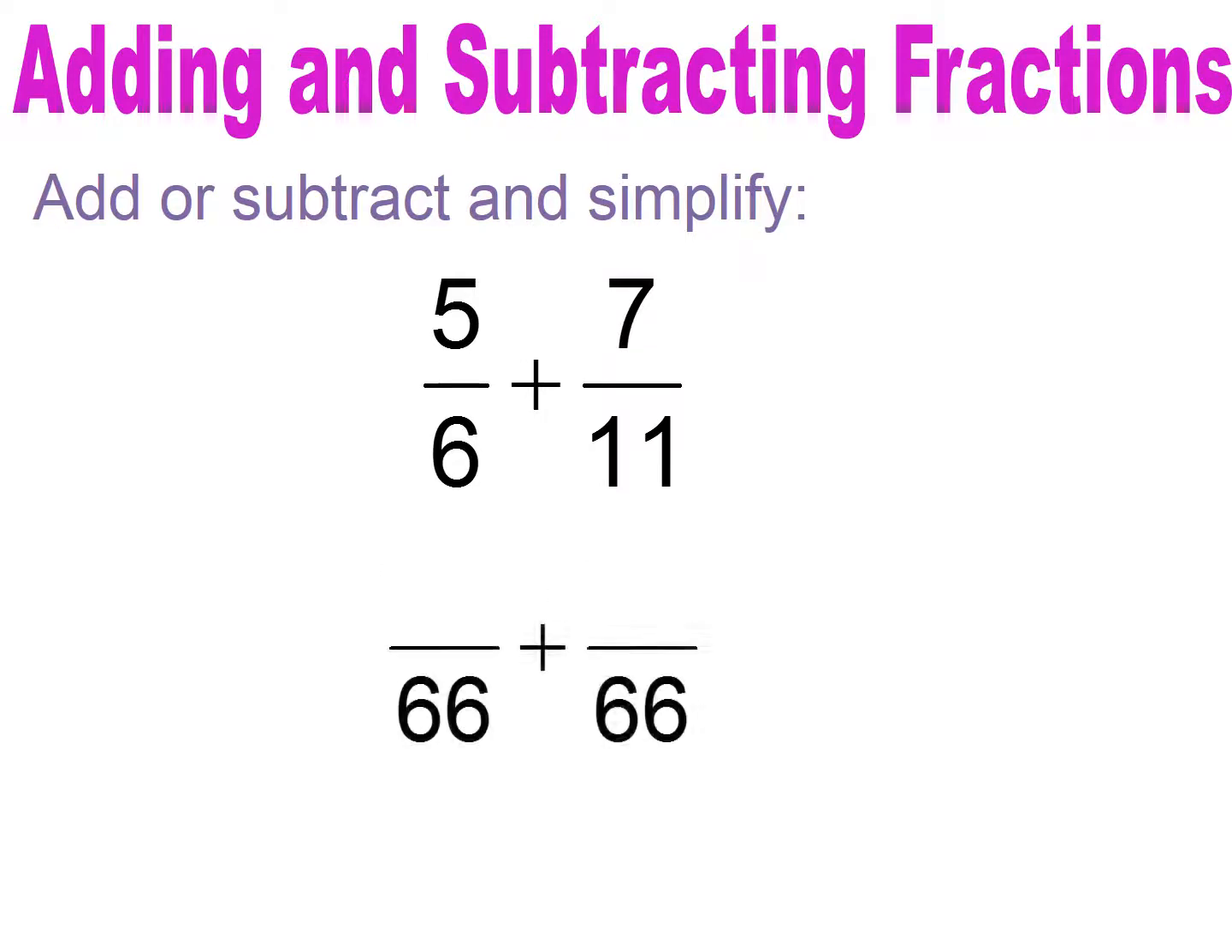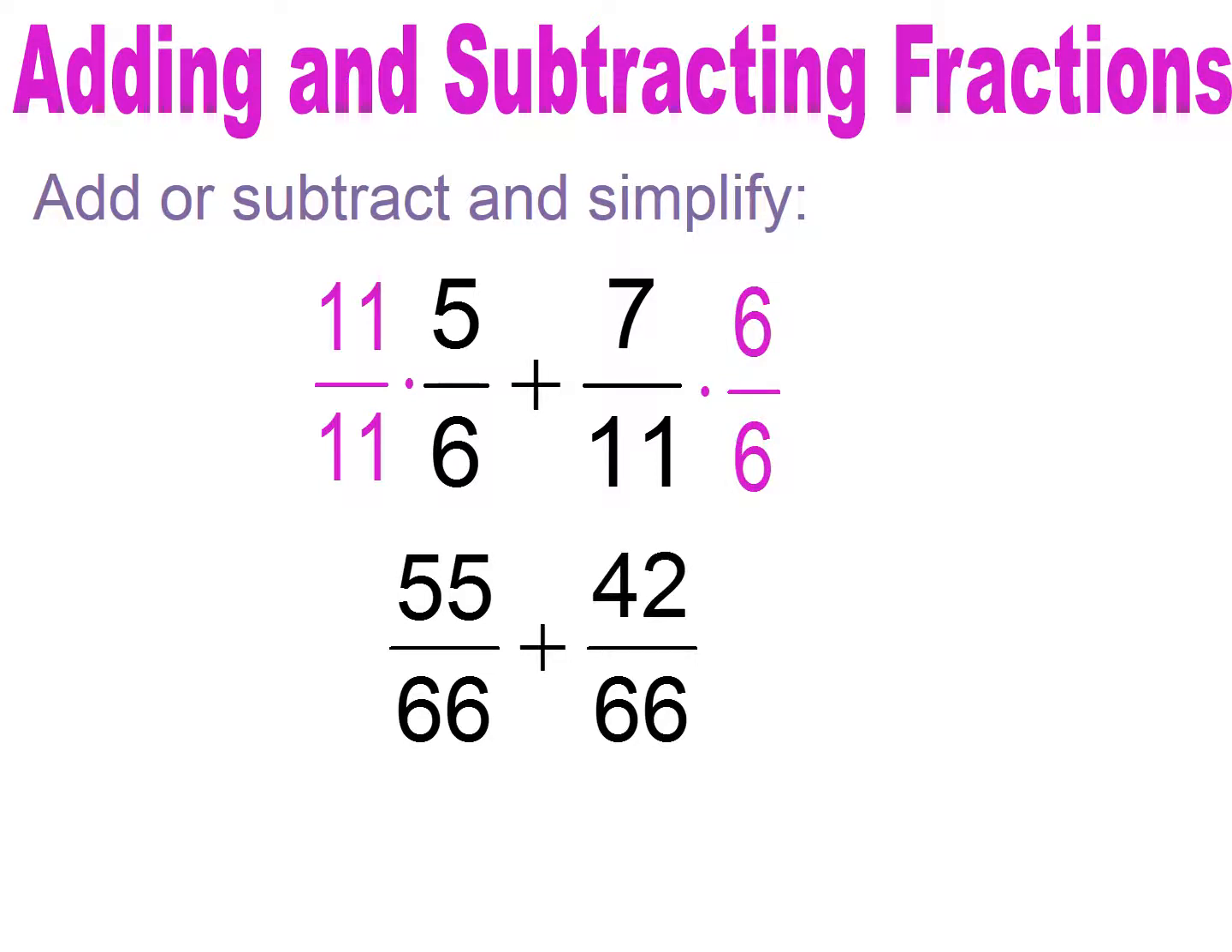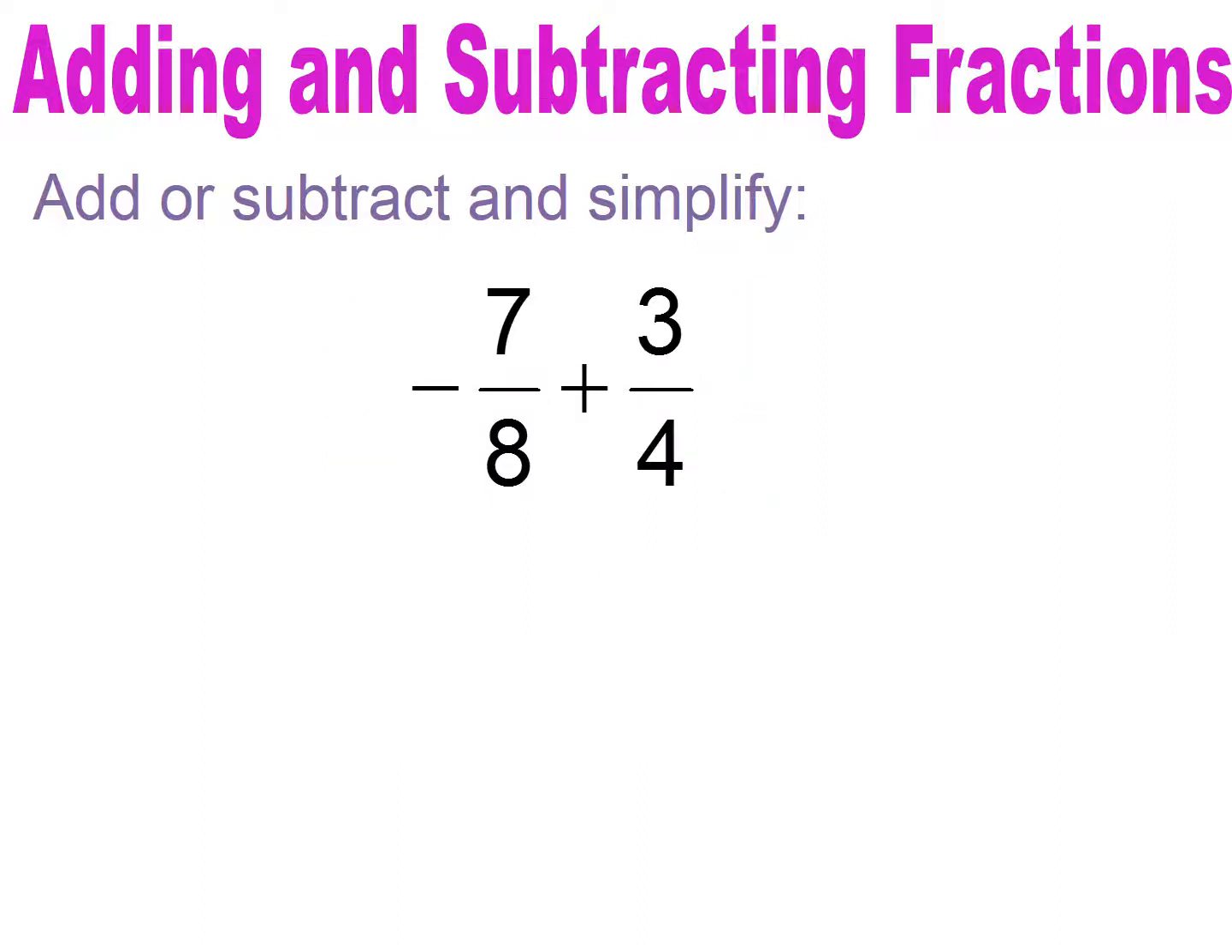So here you see that 6 doesn't divide into 11, but 11's a prime number. So my least common multiple will be 66. The first fraction I need to multiply by 11. So I end up with 55 over 66. The second fraction I multiply by 6. So I end up with 42 over 66. And now I can add the numerators. And I have an improper fraction, and that's okay. That would be my answer. Pause and try.